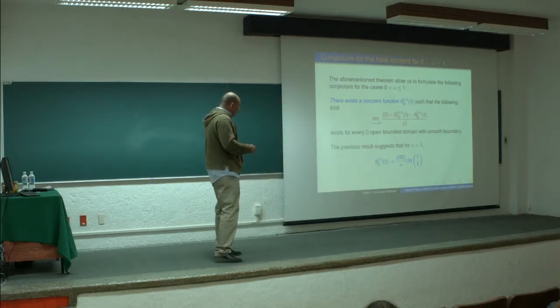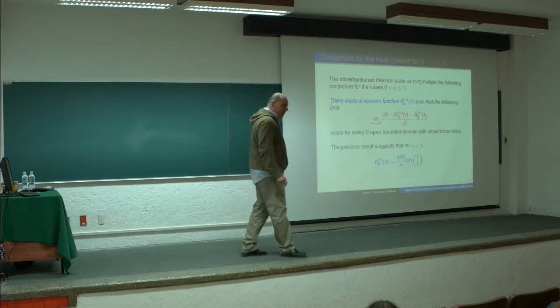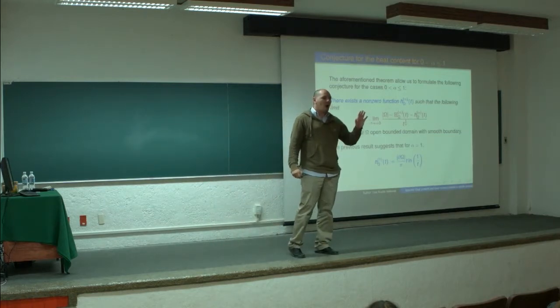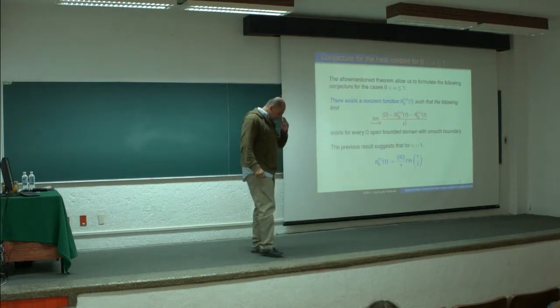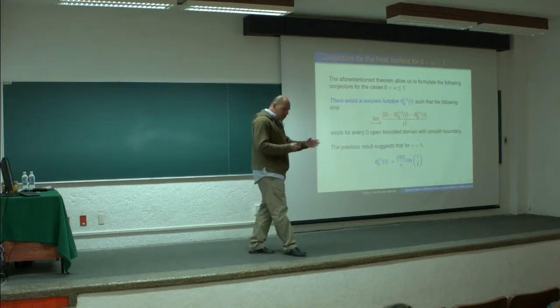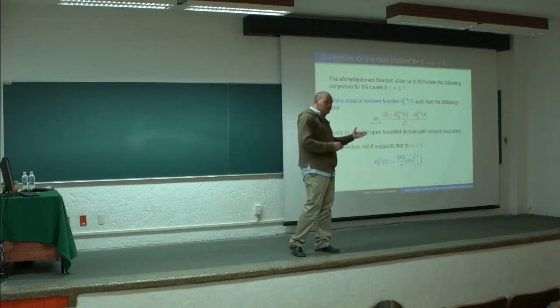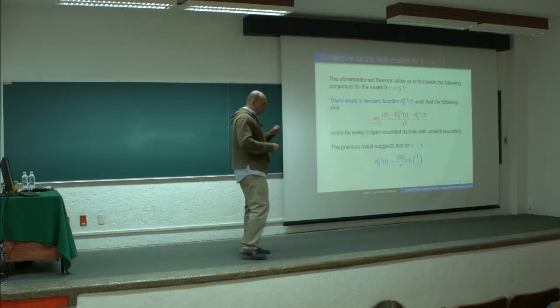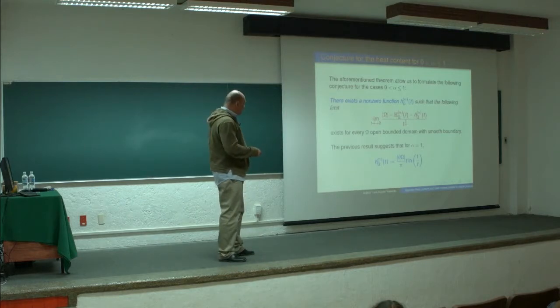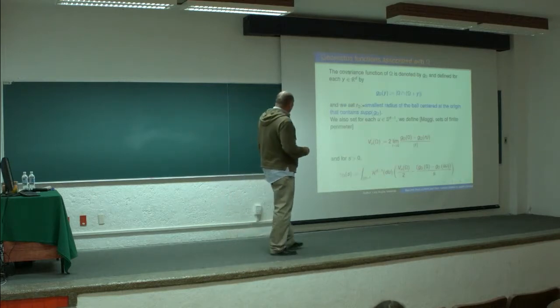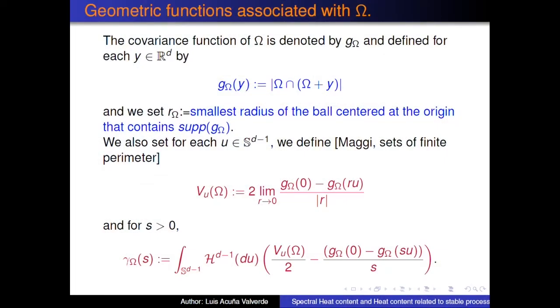But before I present the result, I need to introduce 3 more geometric objects associated to the set omega. Remember, we are trying to catch geometric information about omega, therefore we need to develop some geometric objects to see how they appear in the asymptotic expansion for the Cauchy process. One of them is what is called in the literature the covariance function, which is defined as the volume of omega intersected with a translation of omega by y.